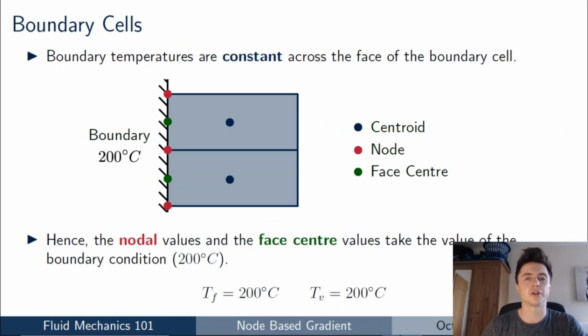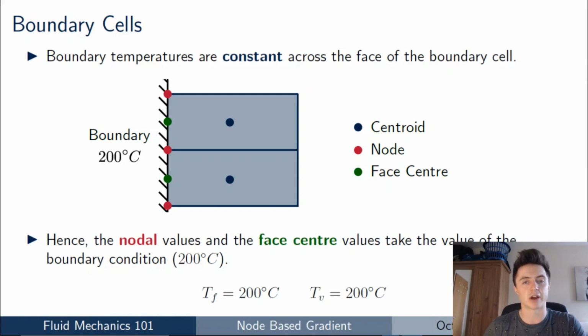So now I'm just going to move on to talk a little bit about boundary cells, because if we think about nodes and face centers that are on the boundary, they only have cells on one side of them. And so you might think, oh, perhaps we have to use a different treatment for these node or face center values. Well, actually, the treatment on boundary cells is very simple. And the reason for that is that we assume that for each cell, the boundary temperature, or boundary quantity, whatever we're looking at, is constant across the face of the boundary cell.